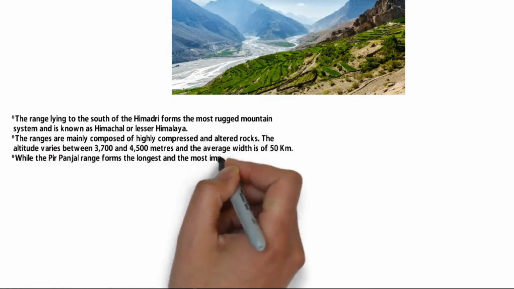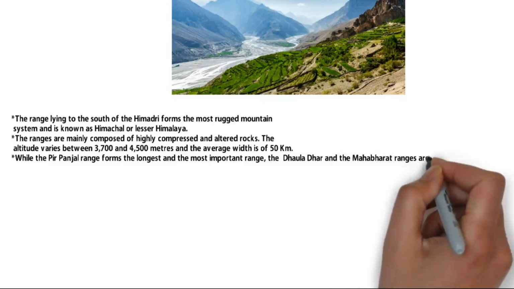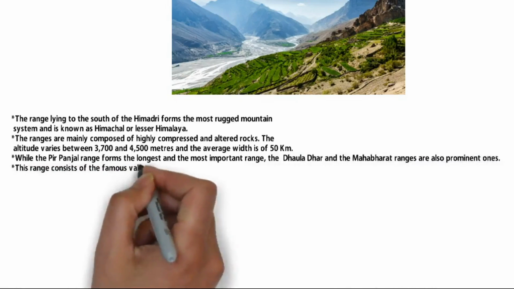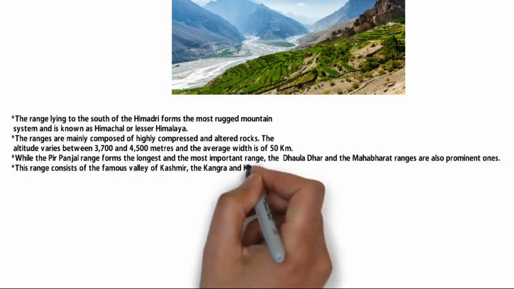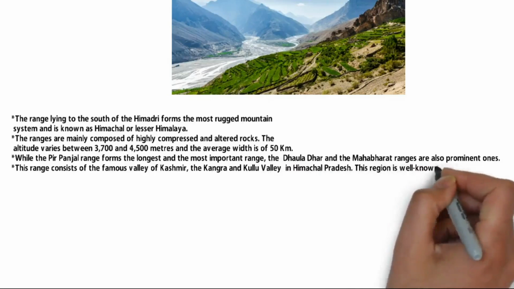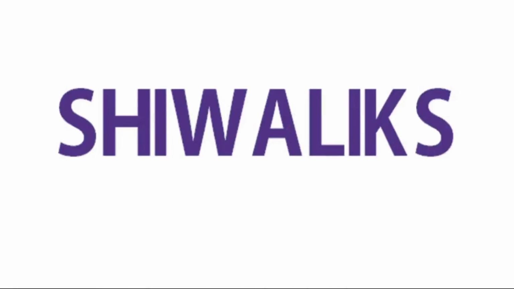While the Pir Panjal range forms the longest and the most important range, the Dhauladhar and the Mahabharat ranges are also prominent ones. This range consists of the famous Valley of Kashmir, the Kangra and Kulu Valley in Himachal Pradesh. This region is well known for its hill stations. Shiwaliks.